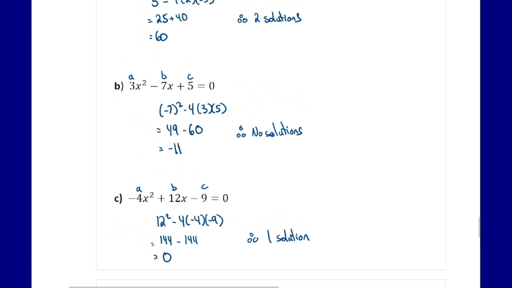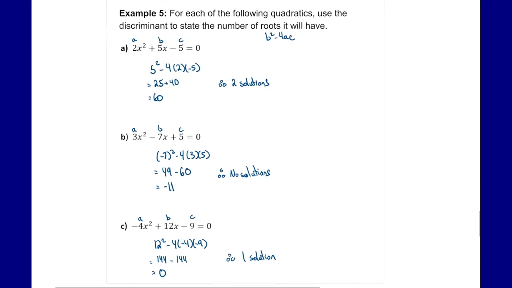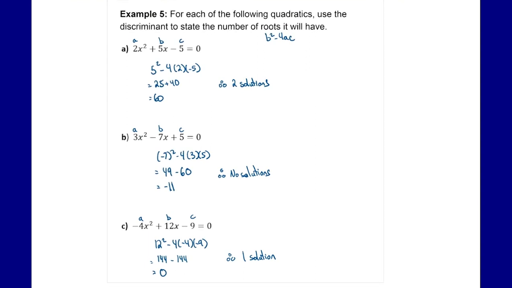So again, this is just looking at the discriminant, and this is just if we want to know how many solutions there are. Again, it's not going to tell us what they are, it's just going to tell us how many there are.